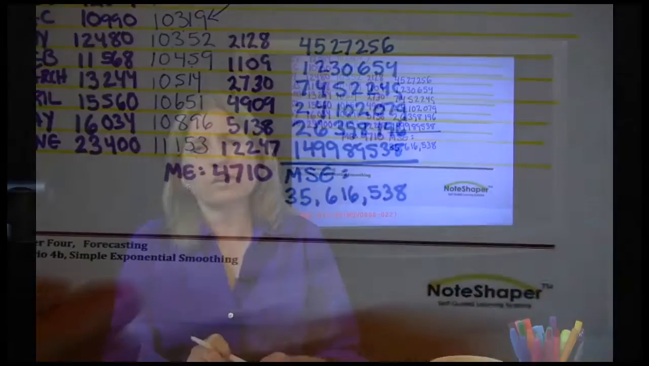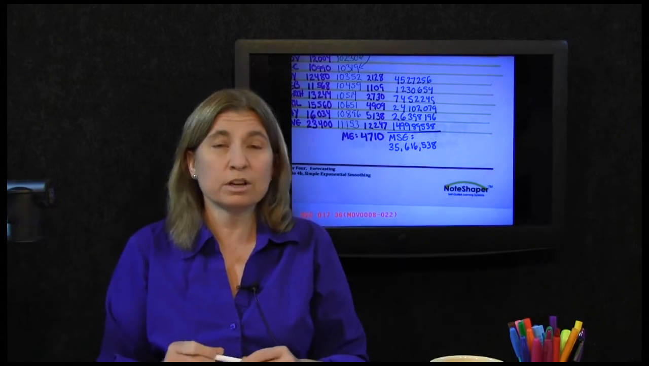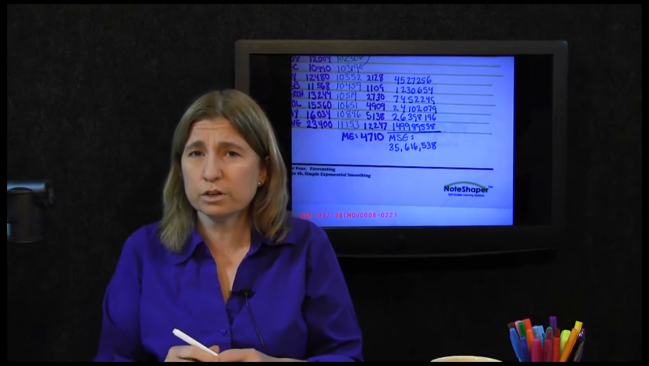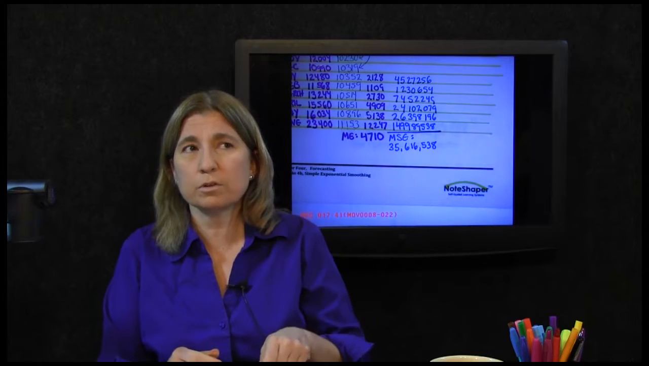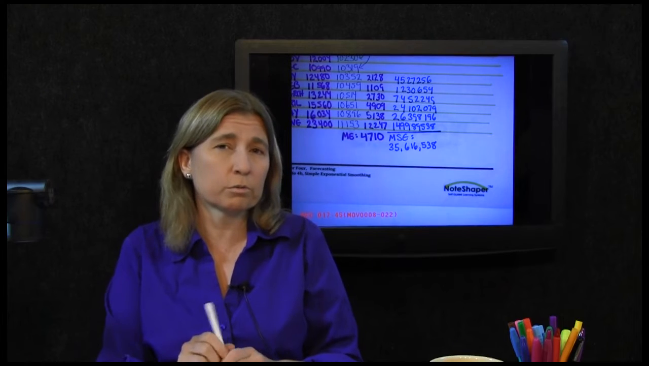35,616,538. Is that a good number or a bad number? Well, it's almost assuredly not a particularly good number. It sure is awfully large. We do wish we saw 0. The one thing that we like is that if we see something close to 0, it does mean it was a perfectly accurate forecast. Mean squared error is reliable that way.